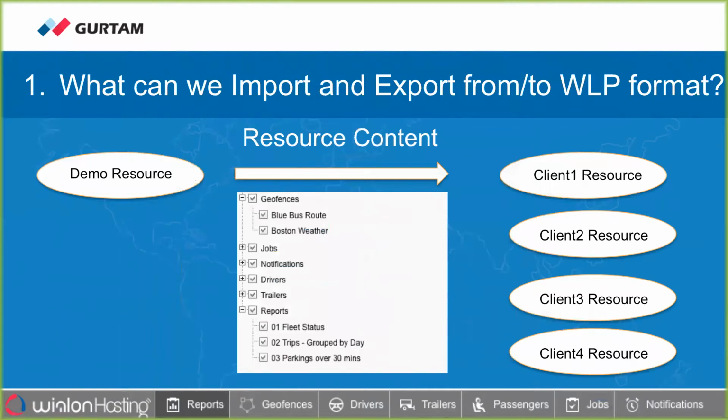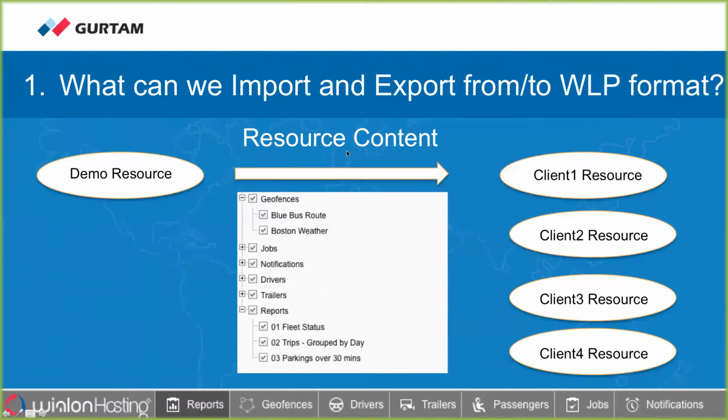exported from one resource to multiple other resources. So for example, we have a demo resource and we want to export certain resource content to multiple other resources that belong to your clients. What we see here are different options that you can export and import. Here, I'd like to point out that you can import and export only those items that belong to the resource. In general, what is the definition of resource? Resource is the content.